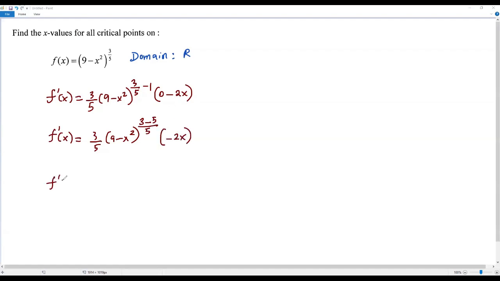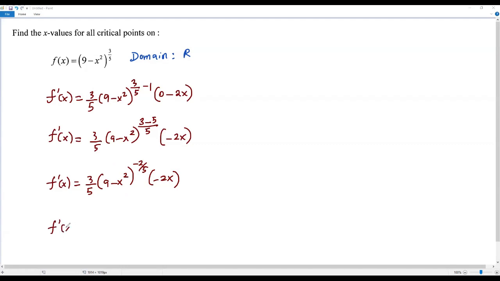Then we get f prime of x equals 3/5 times (9 minus x squared) to the power of, when I simplify 3 minus 5, I get negative 2/5, times negative 2x. Here the exponent is negative. To make the exponent positive, I have to move this term to the denominator.